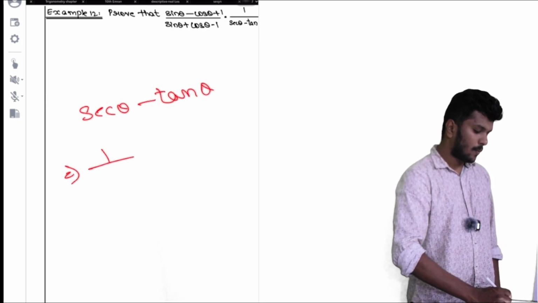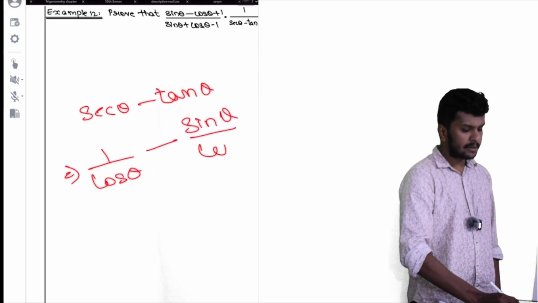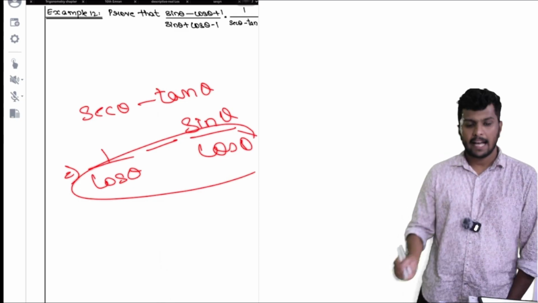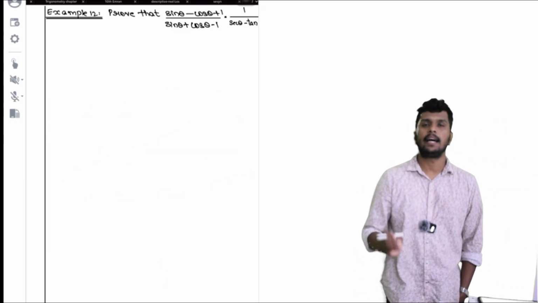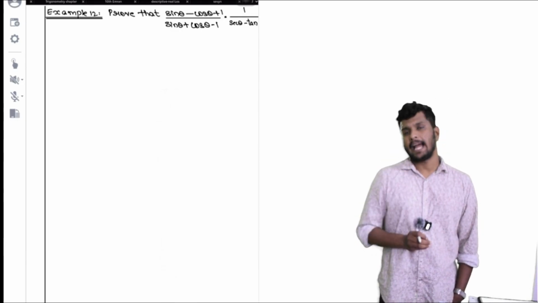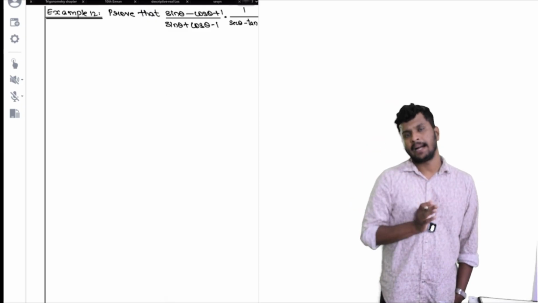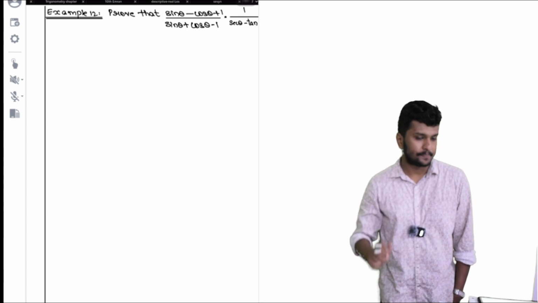Sec theta is what? 1 by cos theta. Tan is what? Sin theta by cos theta. So if you look at here, everywhere it is divided by cos theta. So that is a hint for you. So what we should do here is, every term on the LHS, both numerator and denominator, you will have to divide throughout with cos theta.